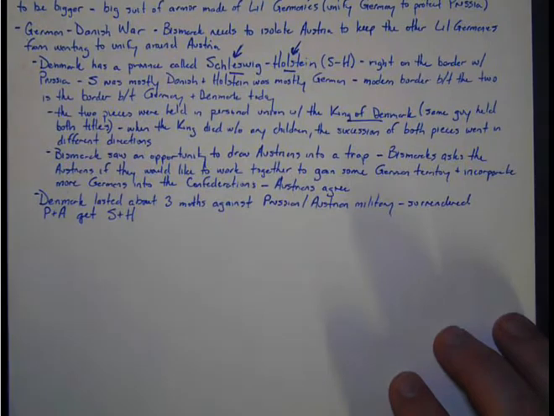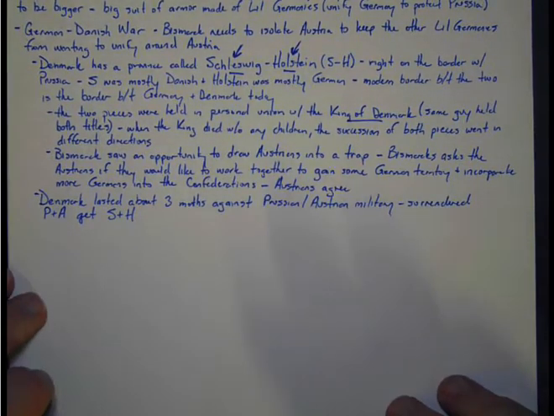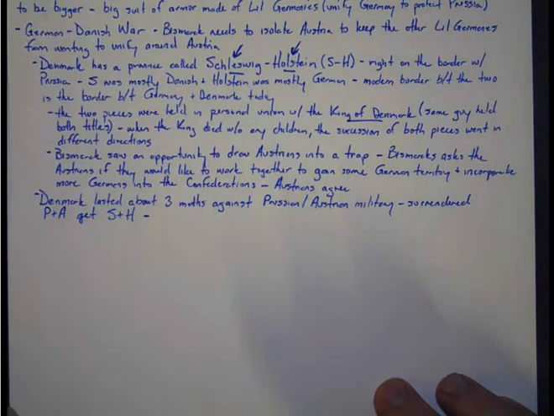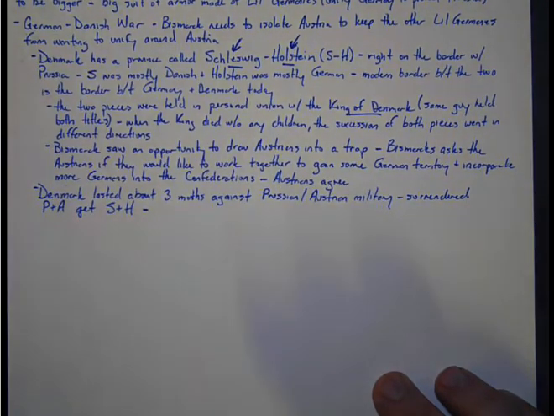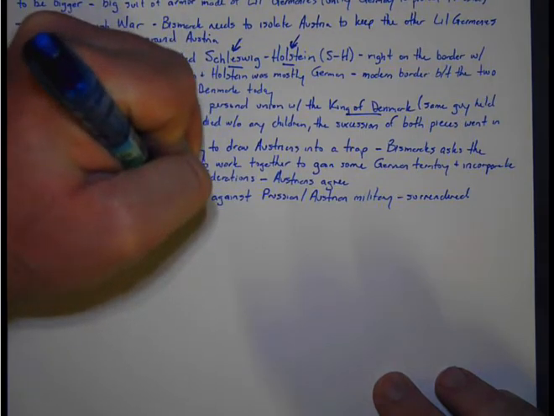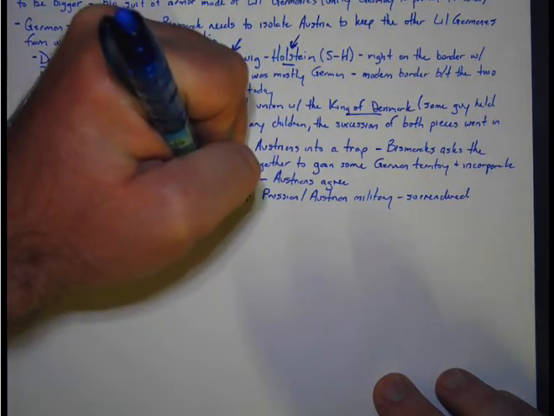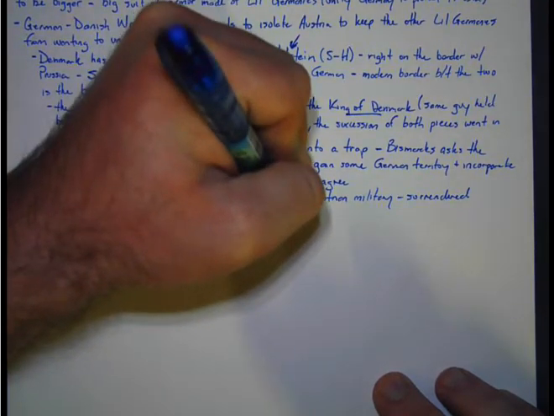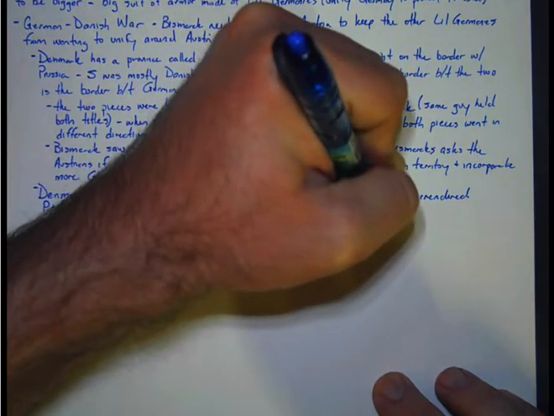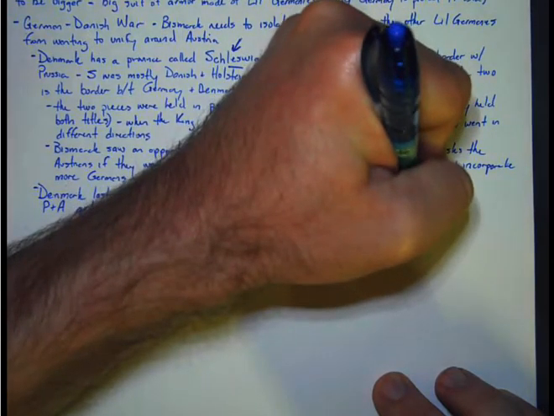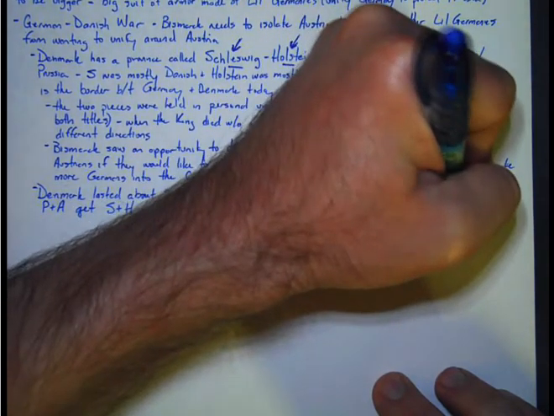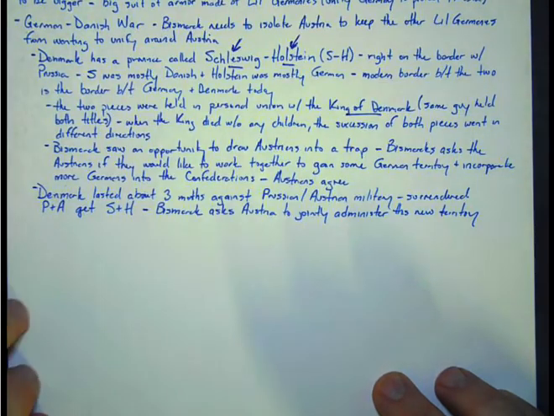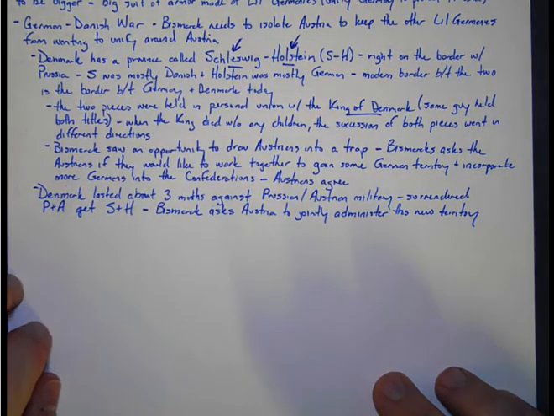Now, so far, the plan is working exactly as it was supposed to. Here is where the trap is laid. Bismarck asks Austria to jointly administer this new territory. One of them would get one piece, the other would get the other piece.